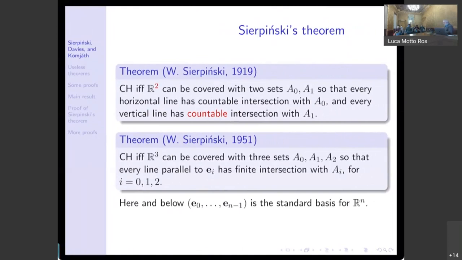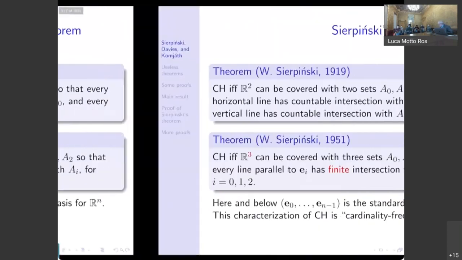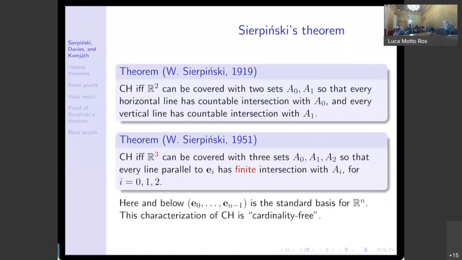And then, a few decades later, Sierpiński again proved another theorem. Note that in the first one, we work with R2 and the sections have to be countable. In the newer version, we have to work with R3, but the sections turn out to be finite. When I write E0, E1, E2, I mean the standard basis of R3. This theorem is in a way better, in fact, than what Sierpiński claimed: it is a cardinality-free characterization of CH, because we are talking about finite intersecting countable. But we have to pay something: we have to go up one dimension. So this is a characterization of CH which is cardinality-free in some sense.